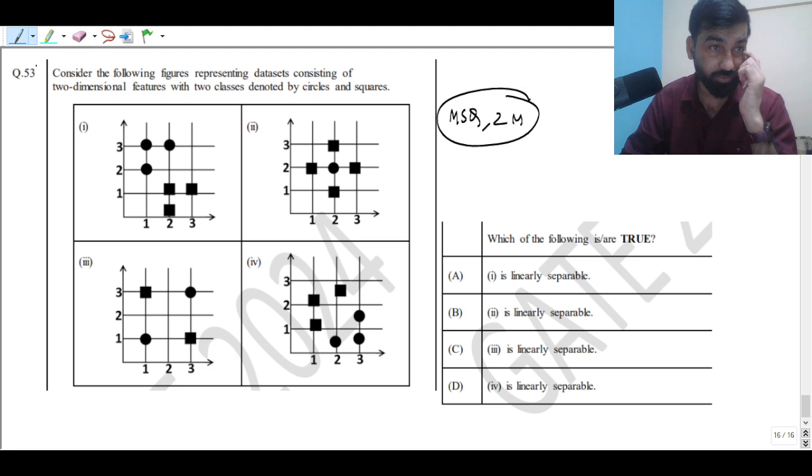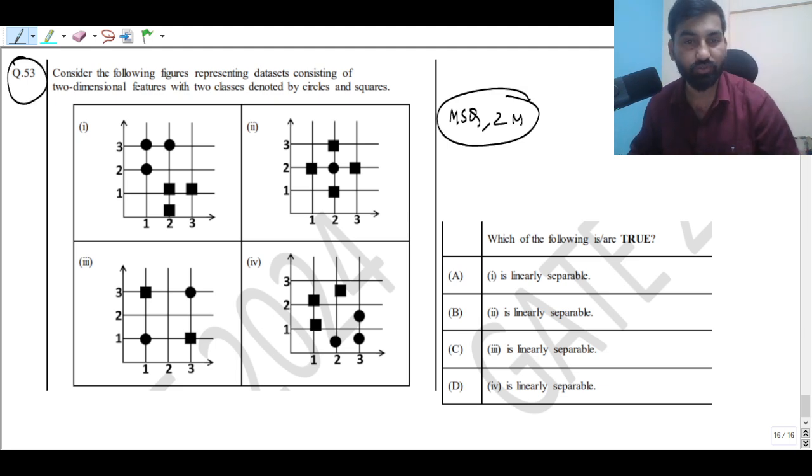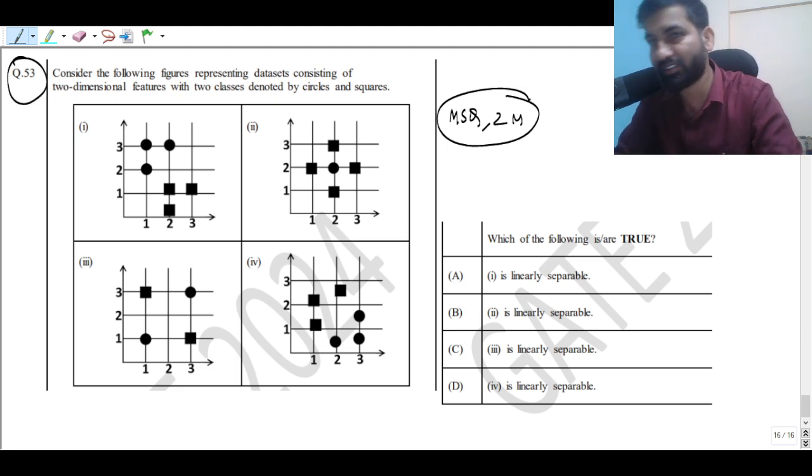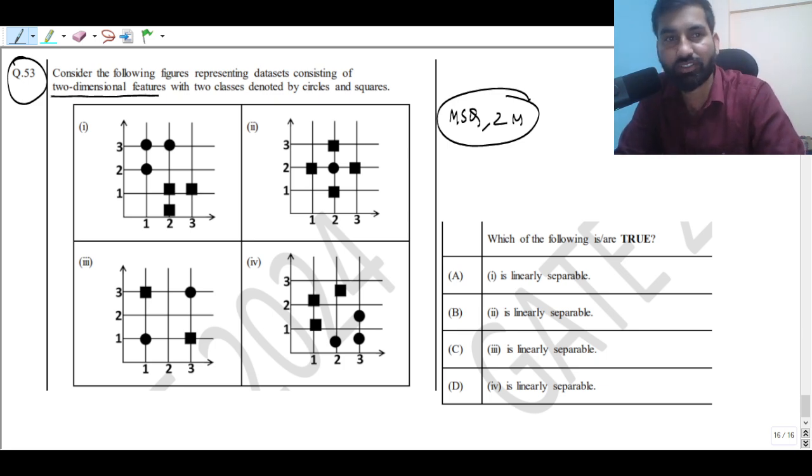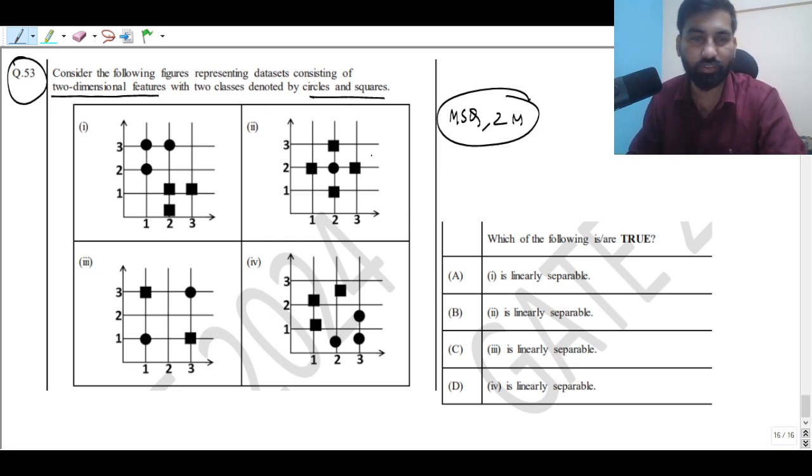By reading the question itself, you can answer the question, right? So basically, what was the question first? Then we will discuss the solution. Consider the following figures representing data sets consisting of two-dimensional features. The data set has two-dimensional features, with two classes denoted by the circles and the squares. So there are two classes that you have to classify. Understand? So you have to find the linearly separable data sets, right?